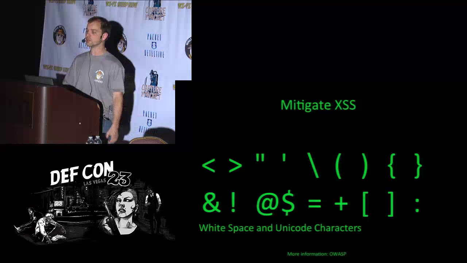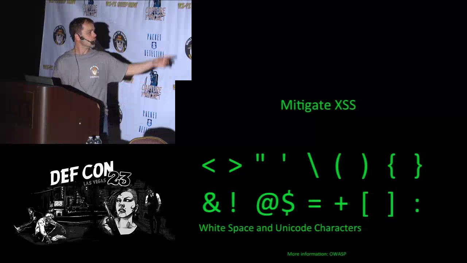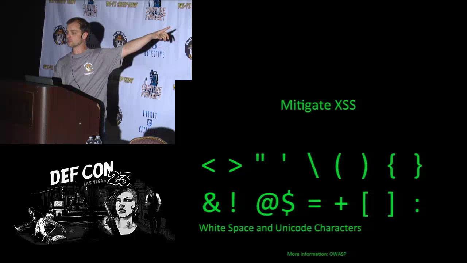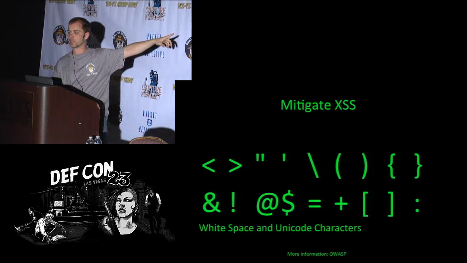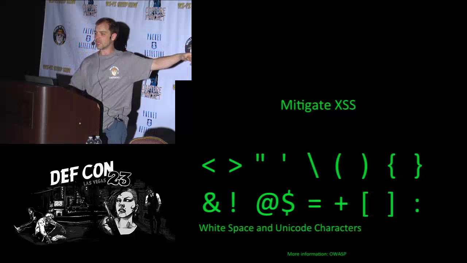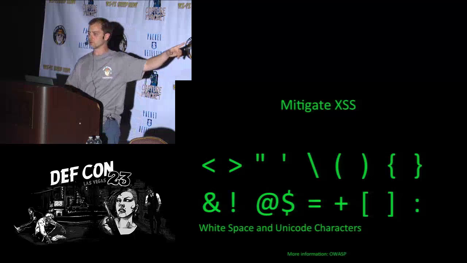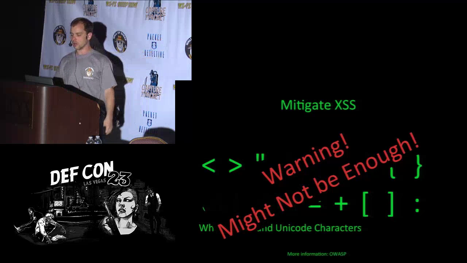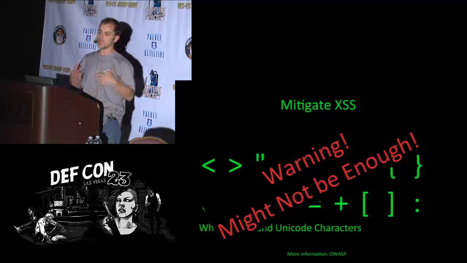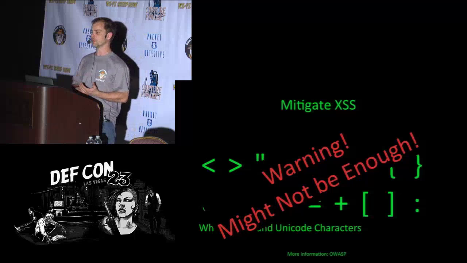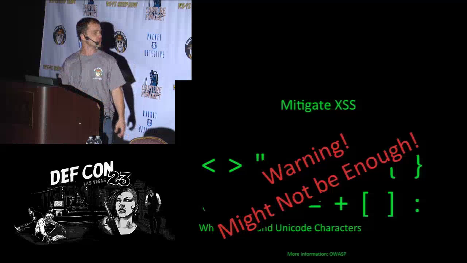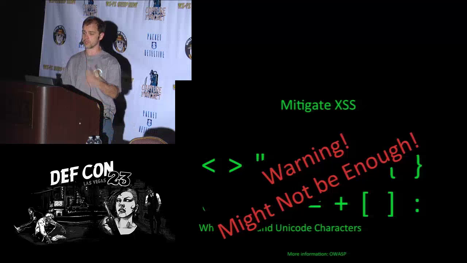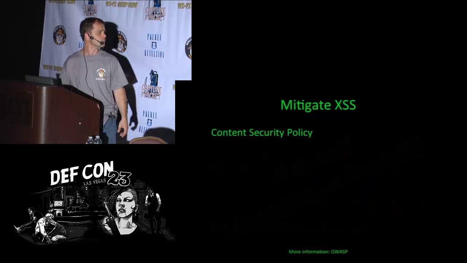Mitigating these can be very dangerous if you try to do this manually. This is just a set from OWASP that said this is one you really need to be careful with when you're doing the mitigations. It's these characters, white space, and even Unicode. You have to be careful across all the Unicode sets. But be careful, this might not be enough. So you really want to get the proper type of protection, which means doing the proper escaping of your characters in the context that they're being printed out in.